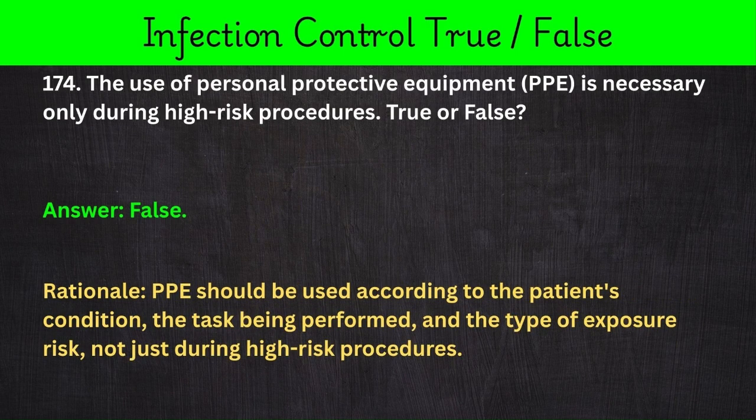174. The use of personal protective equipment, PPE, is necessary only during high-risk procedures. True or false? Answer: false. Rationale: PPE should be used according to the patient's condition, the task being performed, and the type of exposure risk, not just during high-risk procedures.